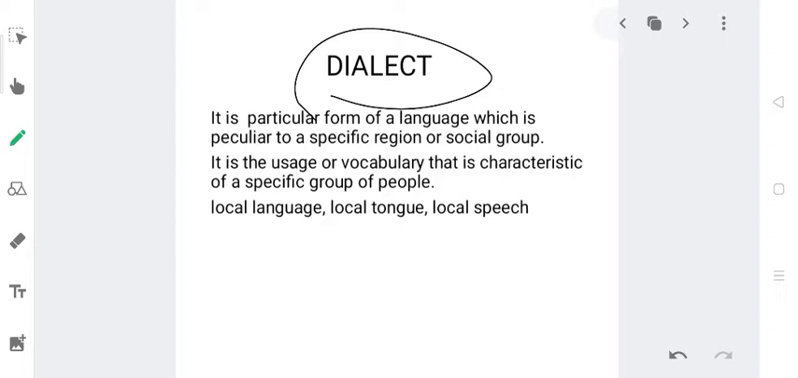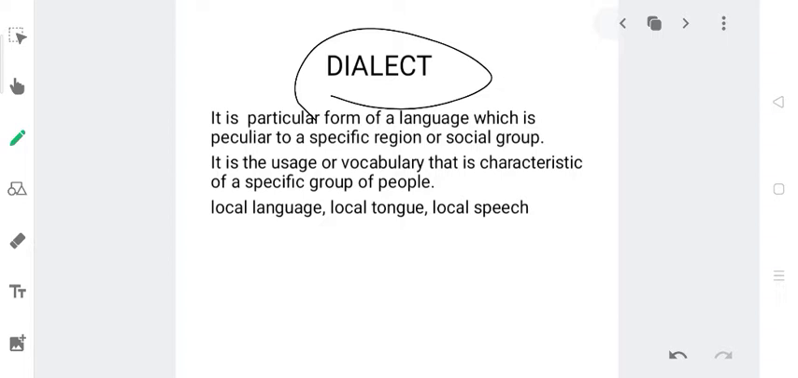Let me dictate this definition from the slide, and then I'll try to make it understandable to you. Dialect is a particular form of a language which is peculiar to a specific region or social group. It means that it is a language, or the initial form of the language, which is peculiar to a specific region.